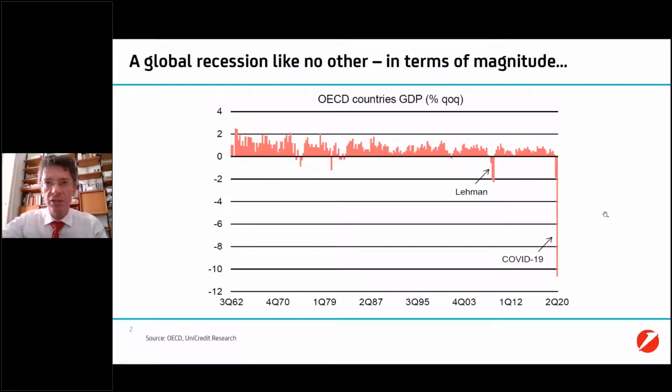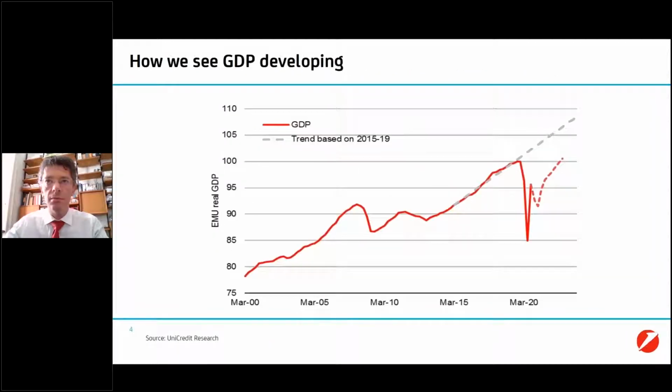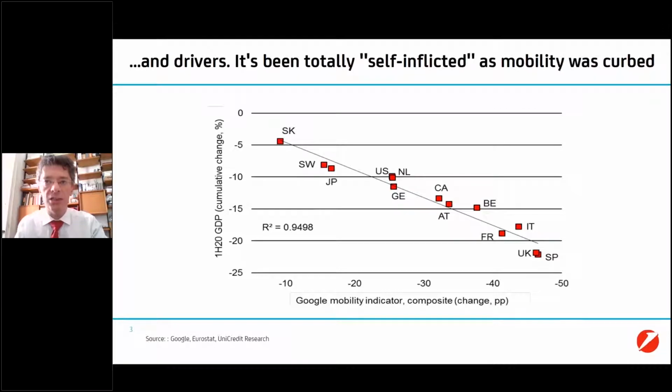Just as a reference on the slide, you can see the deep recession we had during the Lehman crisis, which before this event was thought to be the most severe one happening in modern times, and it just pales compared to what we faced this year. The important thing, though, is that this recession did not come from a particular imbalance in balance sheets. It was completely driven by the decision of policymakers, and basically it was induced by the decision to close the economy.